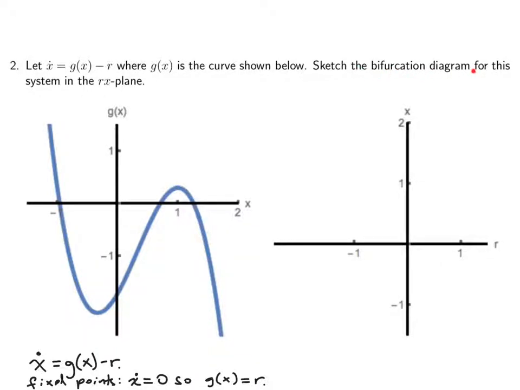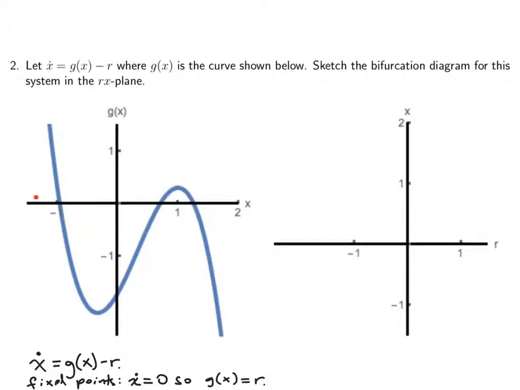To sketch the bifurcation diagram, I need to know the fixed points and their stability, and I need to get them onto this diagram. My differential equation is x dot equals g of x minus r. I don't have an algebraic form for g of x, but I know it's this curve that's shown here. Fixed points are going to occur when x dot is equal to 0. So that's when g of x is actually equal to r.